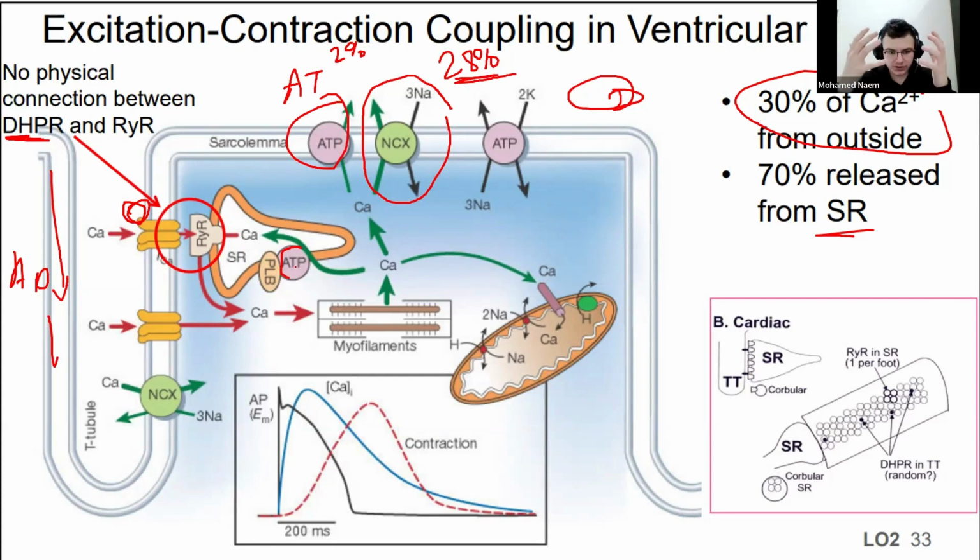What is the job of this SERCA 2? It takes calcium from the cytoplasm and pumps it back into the SR, right? So the 70%, how do we get it inside the SR? By a molecule called SERCA 2. It uses ATP to take this calcium and pump it back into the SR. Okay, you get the job of it? Is the job of SERCA 2 clear?